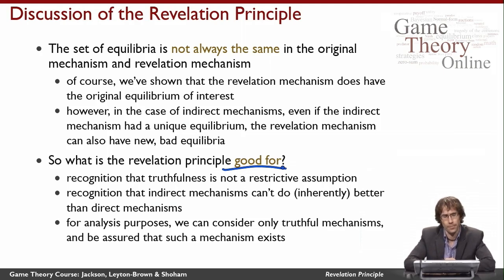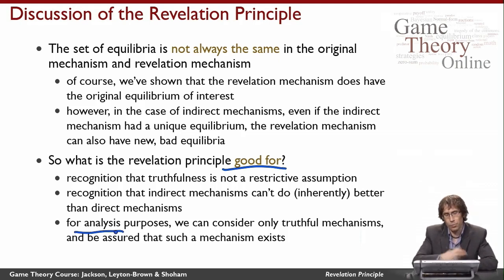So why? What is it good for? Well, there's three ways to see it. It tells us that truthfulness is not a restrictive assumption from the point of view of what can be implemented. Likewise, it shows us that direct mechanisms are not less powerful than indirect mechanisms, which is a bit surprising because it feels like direct mechanisms are much more rich and complicated and they ought to be able to do more. So this tells us, no, truthful and direct mechanisms are enough. If you can show that something is true for truthful and direct mechanisms, you've also shown that it's true for all mechanisms. And that's really important for analysis.